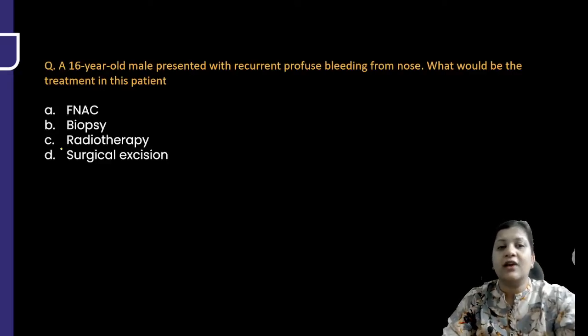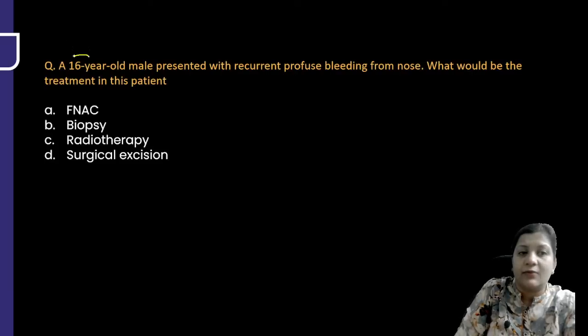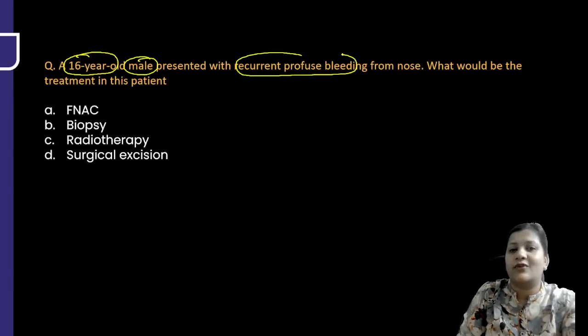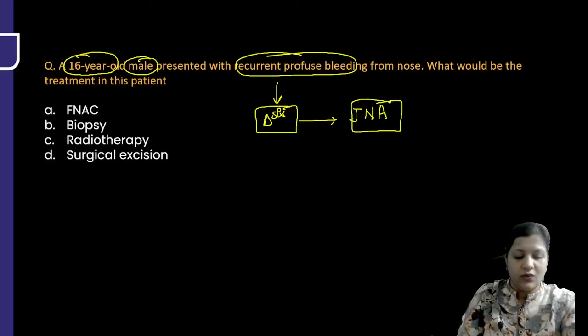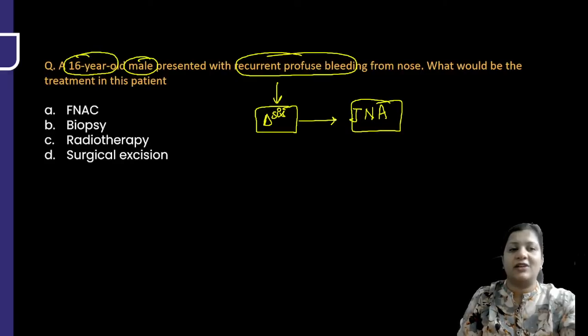Okay, a 16-year-old male presented to you with recurrent profuse bleeding from the nose. What should be the treatment in this patient? So we have again the same question, a 16-year-old male with recurrent profuse epistaxis. What is your diagnosis? The diagnosis for this question is going to be juvenile nasopharyngeal angiofibroma. So what should be the treatment for this patient?